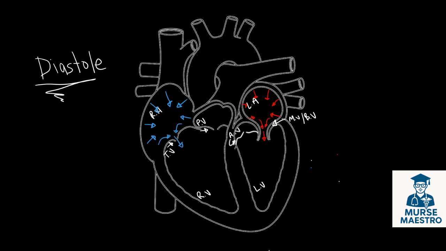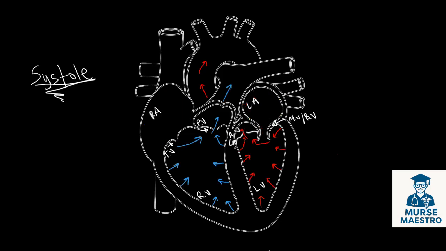During diastole, as mentioned earlier, both of the ventricles are relaxed. They're not squeezing. However, here you see the right atrium and the left atrium are squeezing. The squeezing of these two chambers causes blood collected in those chambers to move forward, either through the tricuspid valve or the mitral slash bicuspid valve. It'll move forward into either one of the ventricles, and that is your diastolic phase.